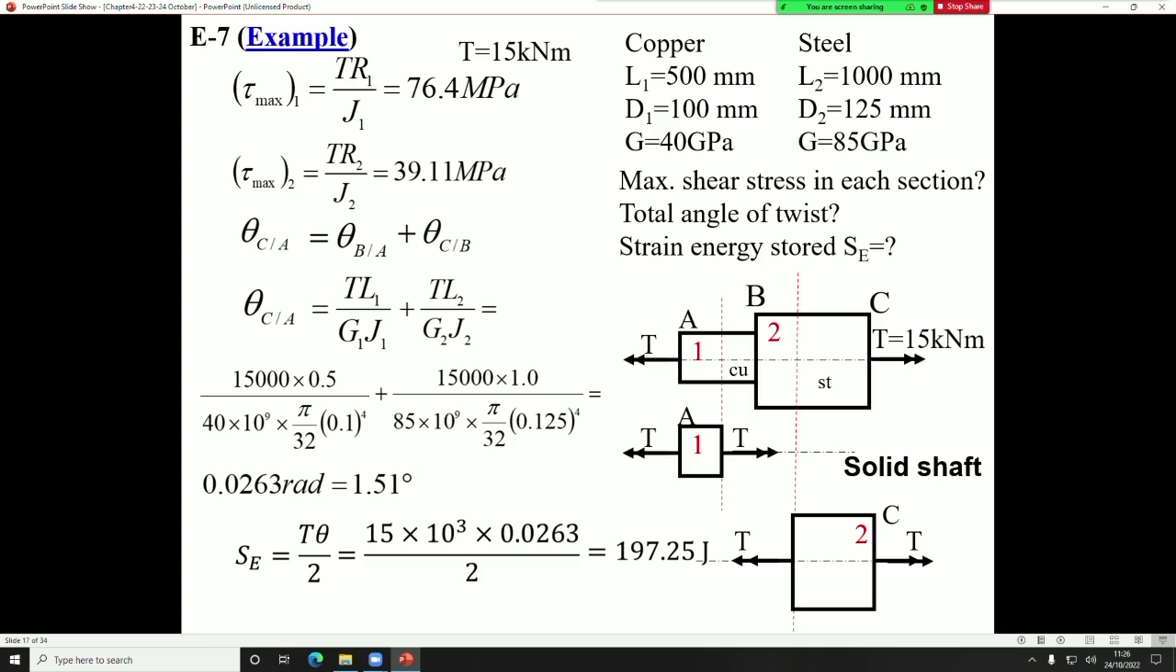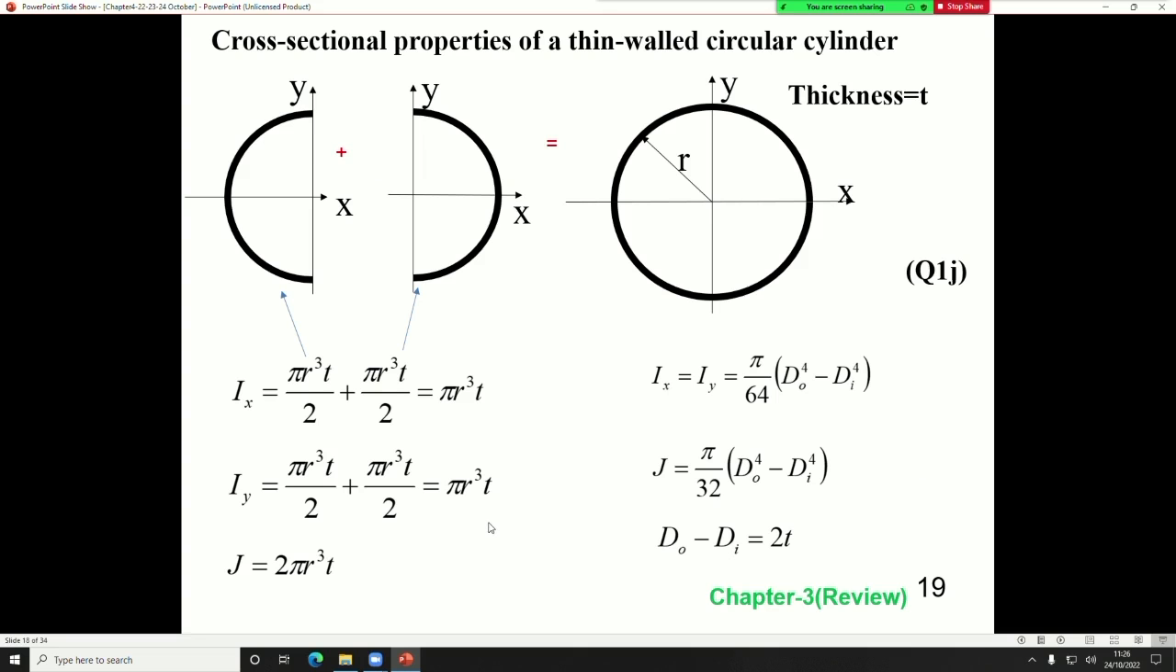So this is what I covered on Friday afternoon during the problem-solving session. So this is borrowed from chapter 3. If you've got a thin walled tube, we can find the polar second moment of area of this tube using this equation. So this is an exact equation. Pi over 32, fourth power of outer diameter minus fourth power of inner diameter. And the difference between DO and DI is twice the thickness.